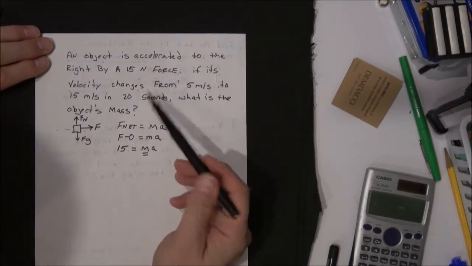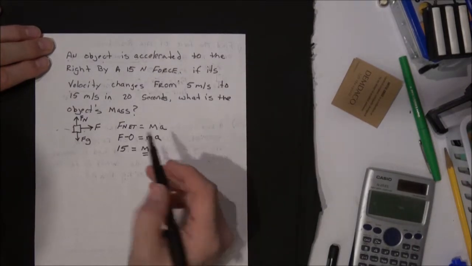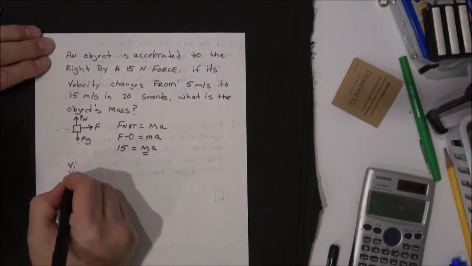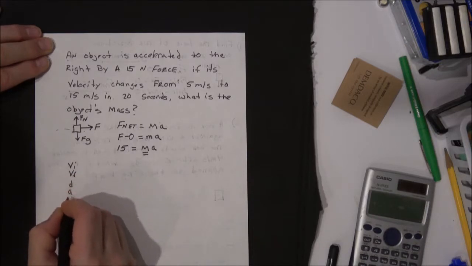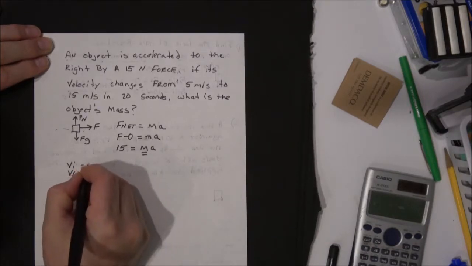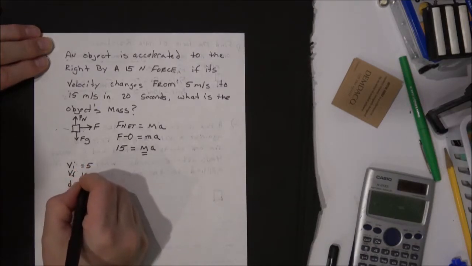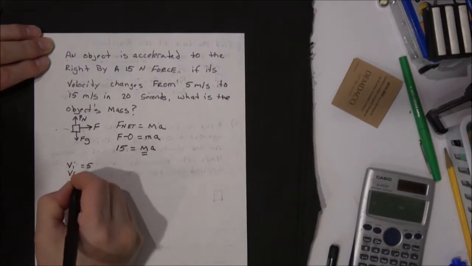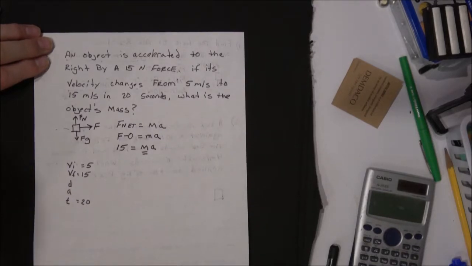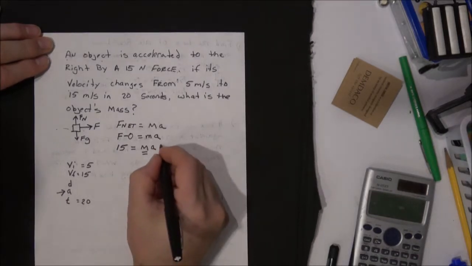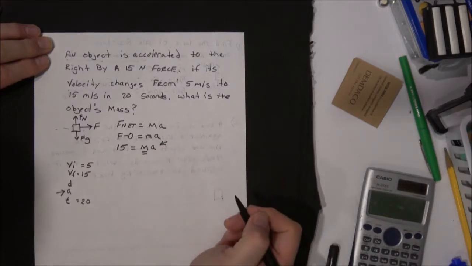Well, if you notice, we have some kinematics information. So let's take a look at what information we have from kinematics. We have VI, VF, D, A, T. Well, the problem states that we go from 5 meters per second to 15 meters per second in 20 seconds. All of these problems, the link between solving the problem is going to be acceleration here and acceleration there.